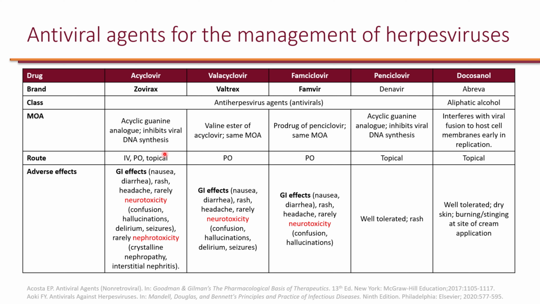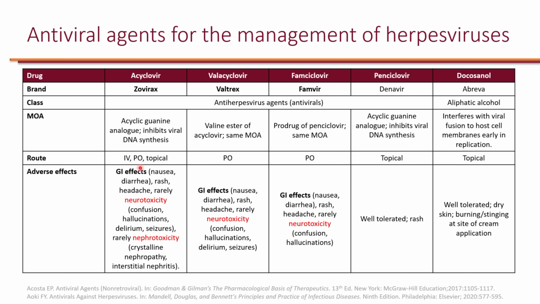So acyclovir, these are essentially analogs of nucleosides. Acyclovir is an acyclic guanine analog, and because it looks like guanine, it essentially inhibits viral DNA synthesis. Herpes viruses are DNA viruses. And acyclovir is available as IV, as PO, and as topical. It's important that this is pretty much the IV drug to go to in case of severe infections. But in general, oral options are the mainstay of treatment.